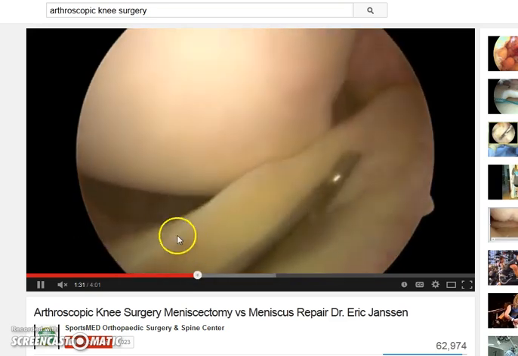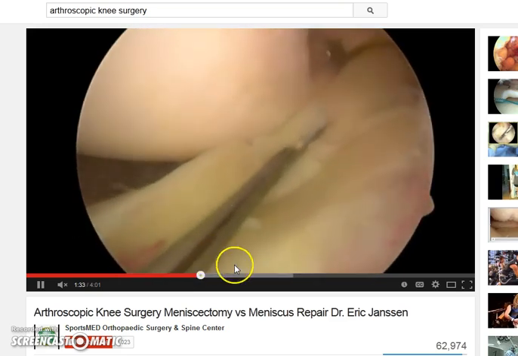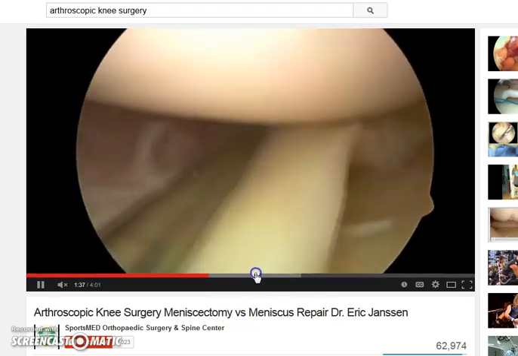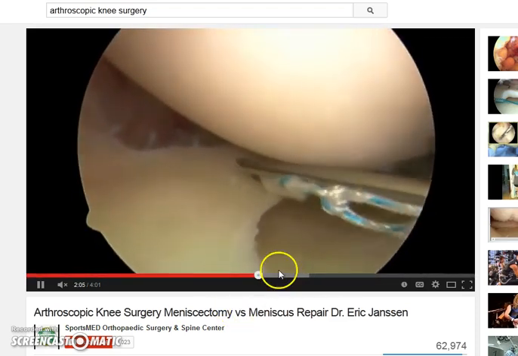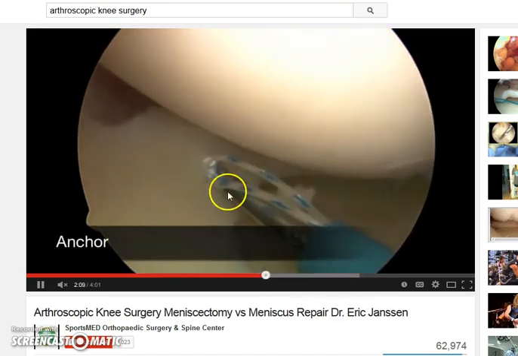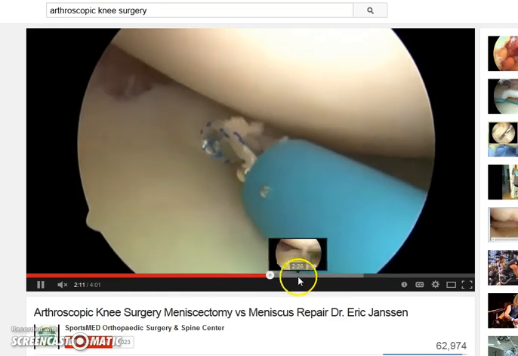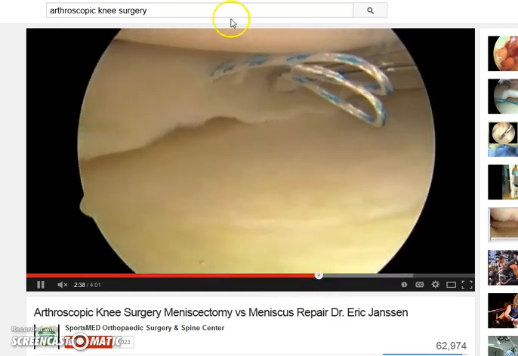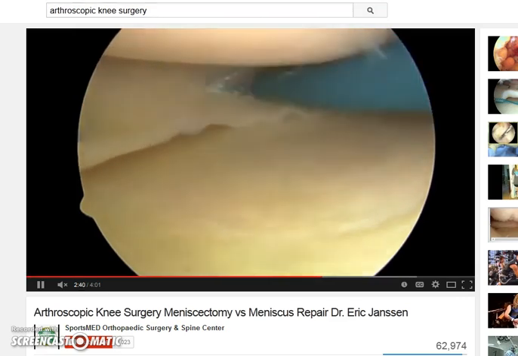Fast forward a little bit. You can see there's fluid in there, and then you'll see bubbles go by. Oh, he's going to put sutures in here. He's going to anchor that meniscus down. There you see. I'm skipping around a little bit, but you get the idea. That's arthroscopic surgery.